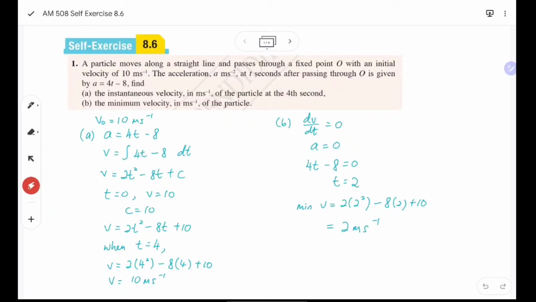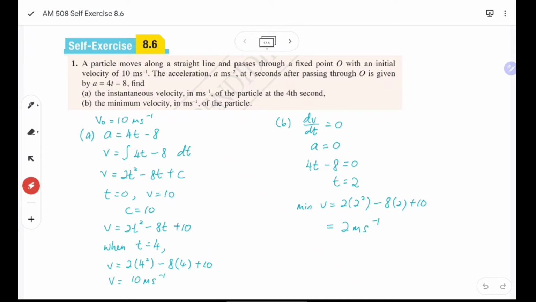Exercise 8.6. Number 1. A particle moves along a straight line and passes through a fixed point O with an initial velocity of 10 meter per second. The acceleration a meter per second square at t seconds after passing through O is given by a equals to 4t minus 8. Find a, the instantaneous velocity of the particle at the 4th second.